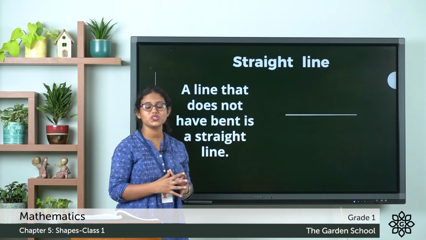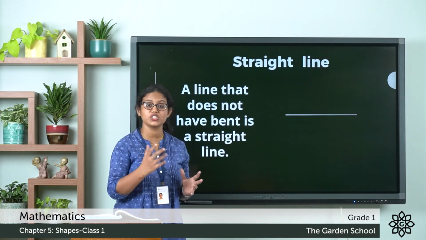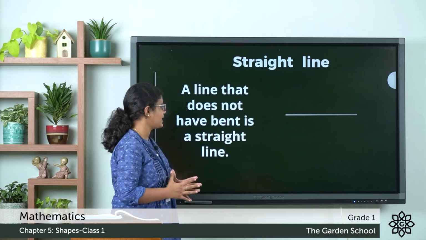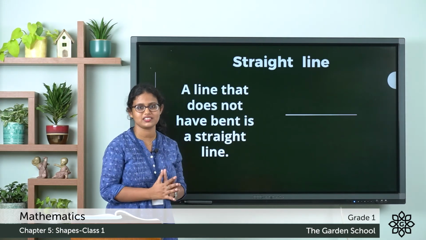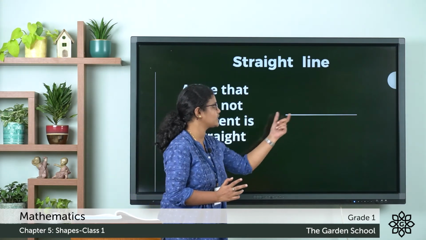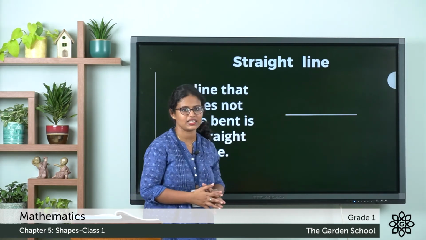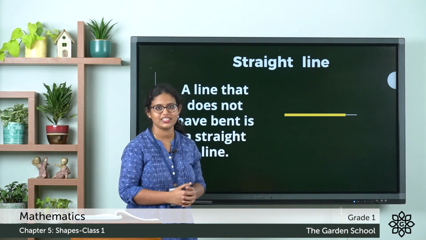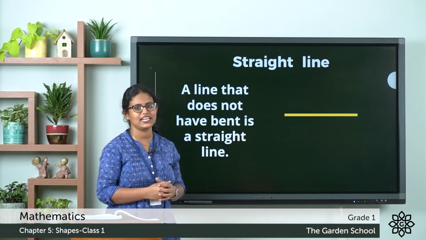So do you all know to draw a straight line using your pencil? So what is the straight line? A line that does not have bend. That we call it as a straight line. So here you can see a straight line without bend. A line without bend. We call it as a straight line.